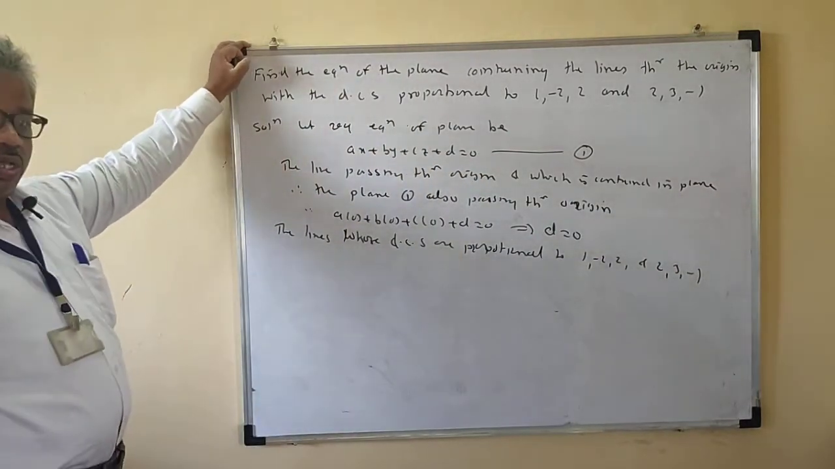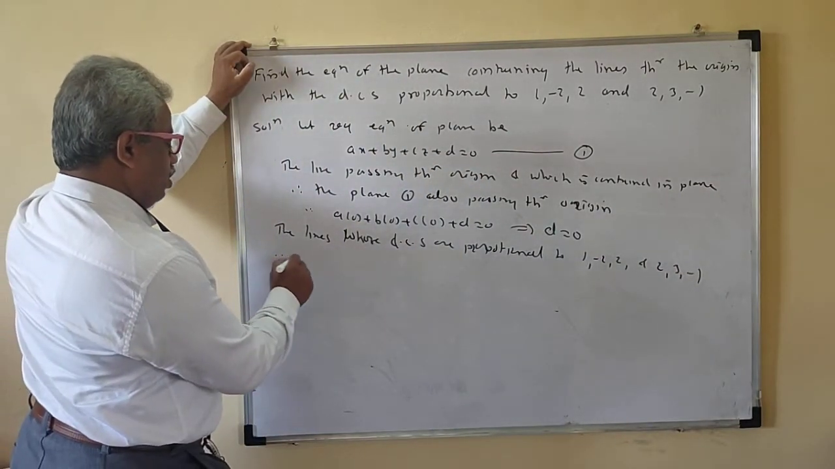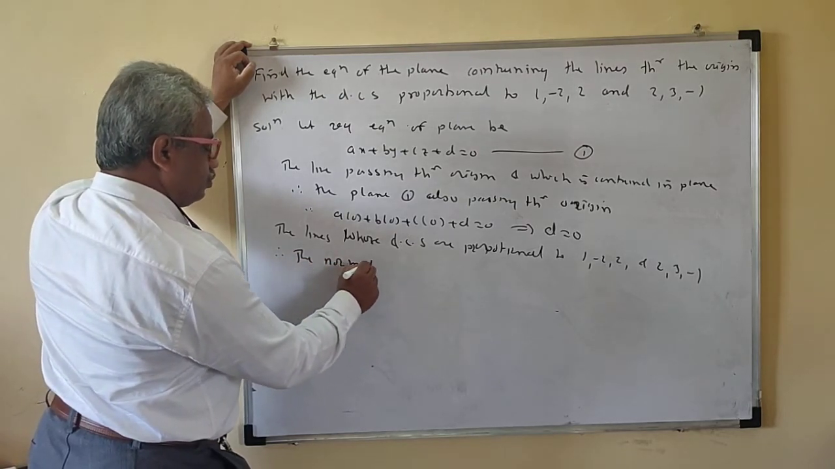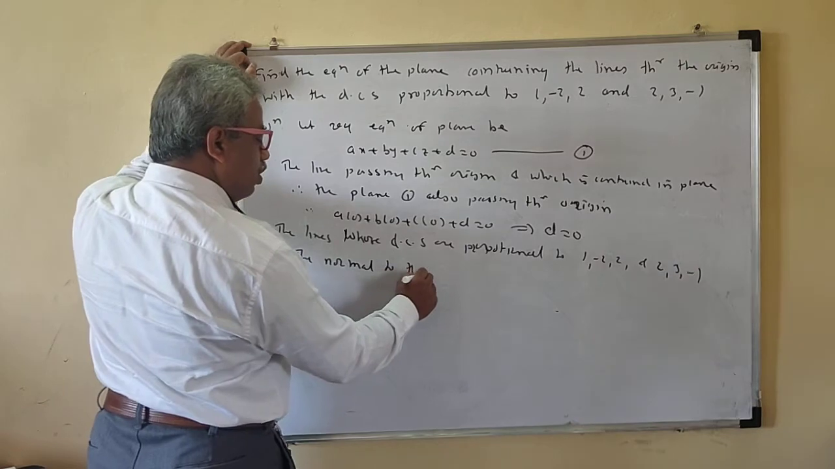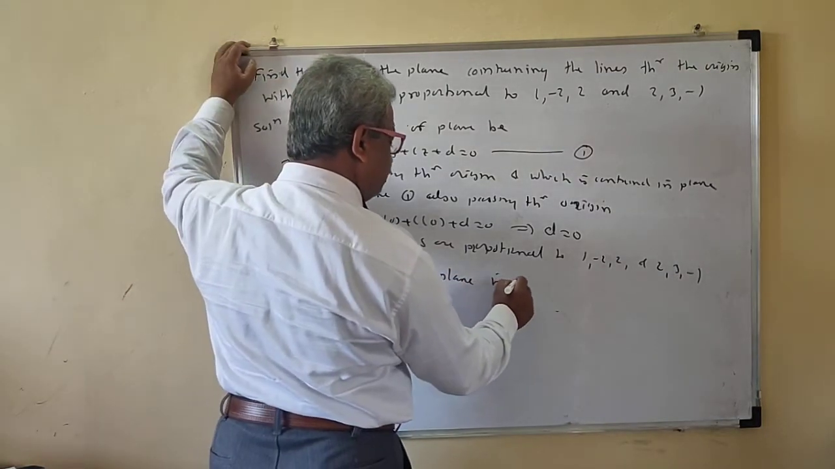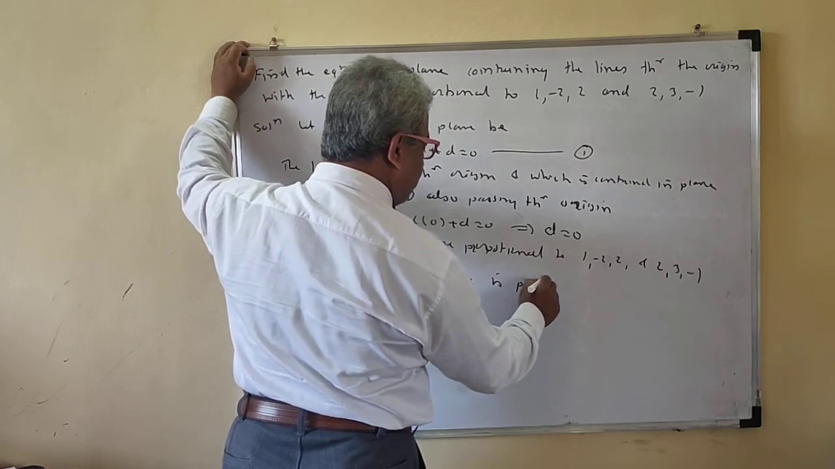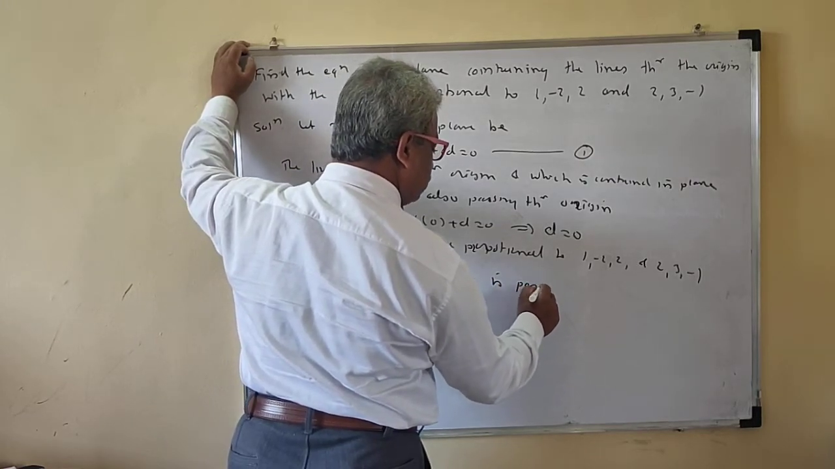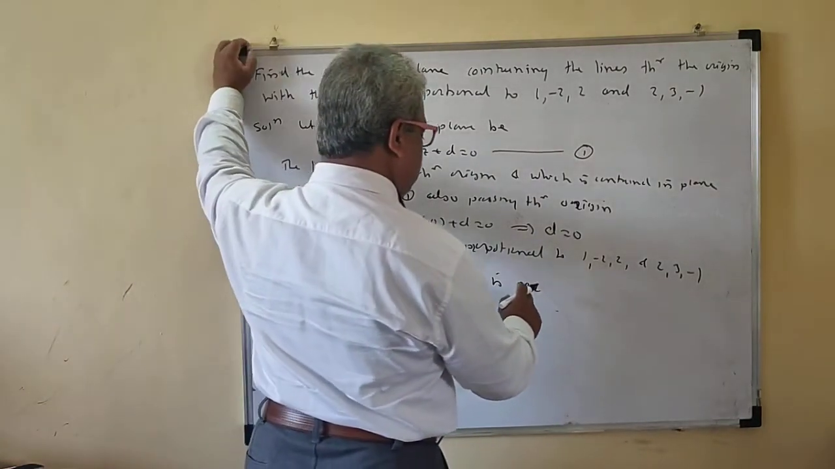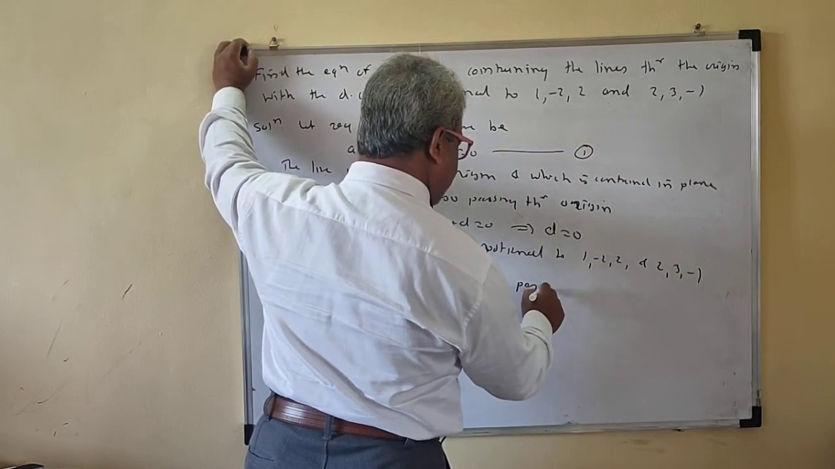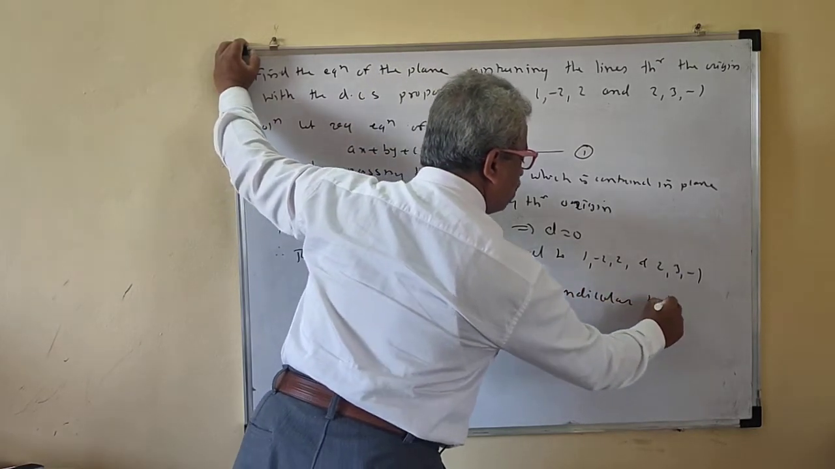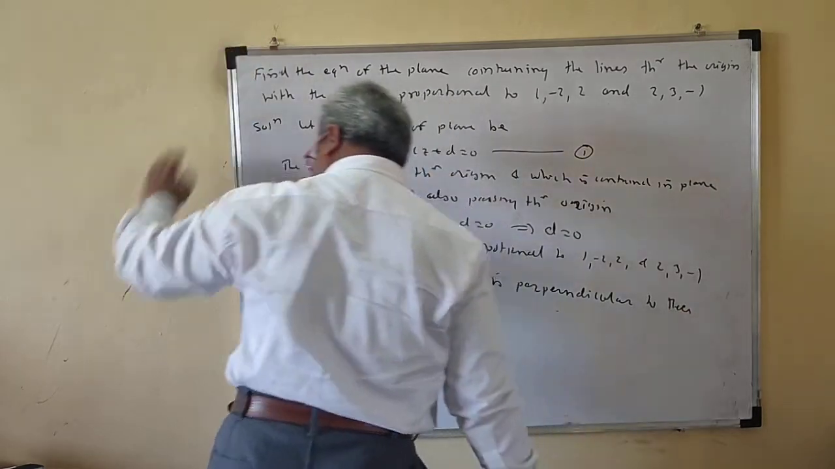Okay. So therefore the normal to the plane is perpendicular to the line, perpendicular to these lines.